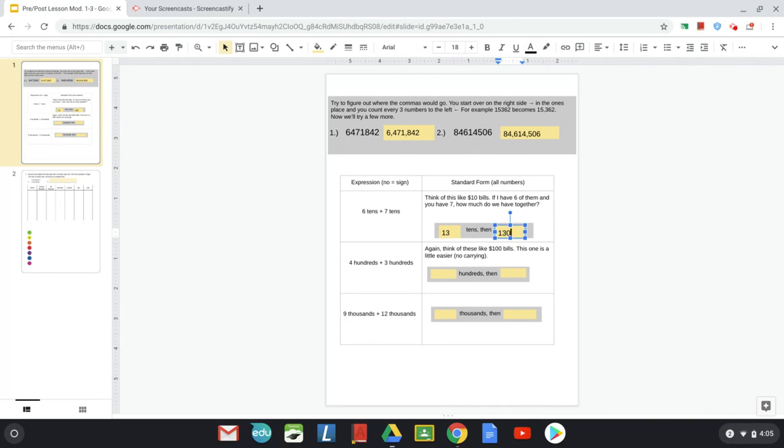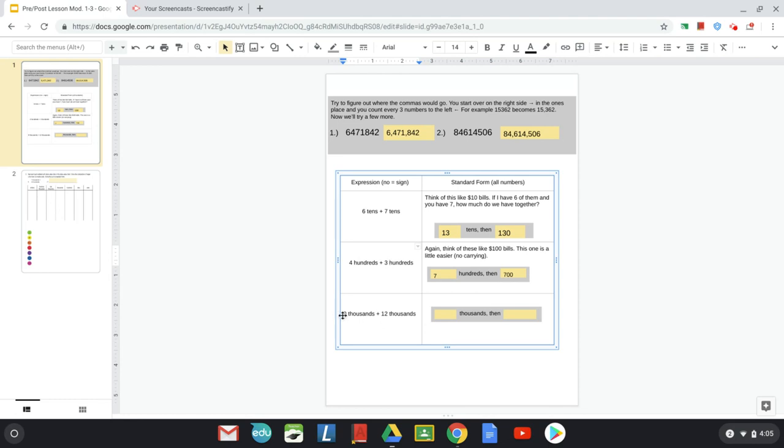Now this one I made a little easier. Again, think of it like $100 bills. I have 4 $100 bills, and you have 3 $100 bills. How much do we have all together? It's really at that point just 4 plus 3. At first, you would say we have 7 hundreds. And again, 700, it almost says the number, becomes 700. Okay? And I'll show you these when I get to the chart in a minute, but it's going to be kind of that same idea.